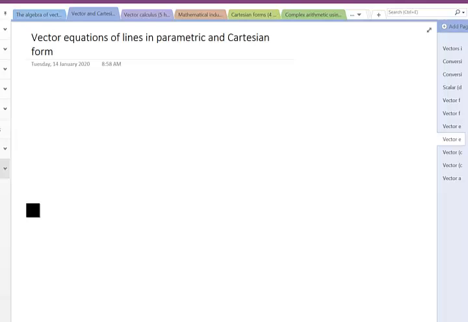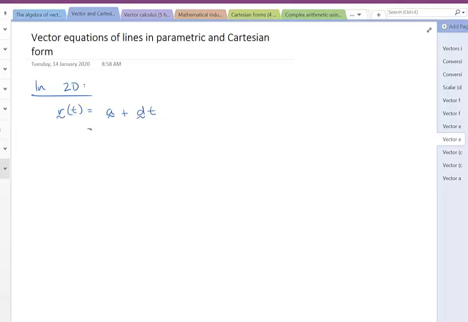In this lesson, we're looking at the conversions between vector equations of lines in vector form and in parametric and Cartesian form. So we'll start off in 2D. We know that the vector form of a line is r(t) is equal to the original position plus displacement vector multiplied by the parameter t.